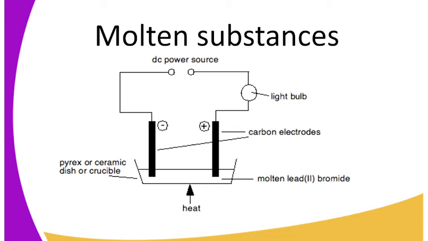Let's say lithium bromide. We are going to pass electricity through molten lithium bromide. What happens? Lithium bromide does not conduct electric current in solid state. However, it conducts electric current when it is melted. The bulb lights, as in the diagram.